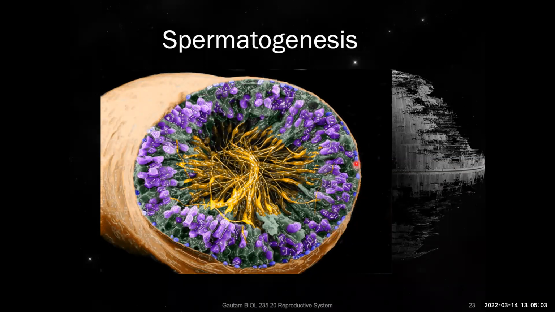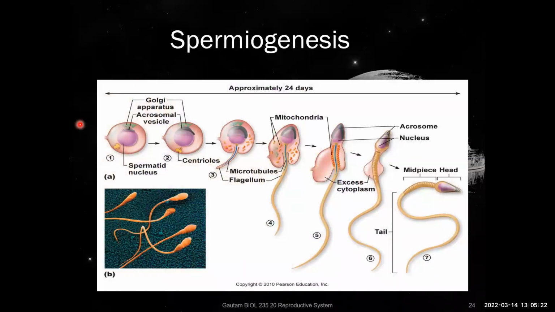Those are the sperm stem cells. They're called spermatogonium. The first phase is the mitotic phase. The second phase is the meiotic phase, and then the third phase is spermiogenesis, where the sperm are going to go through morphological changes and maturation. This is the spermiogenesis that I was speaking of.